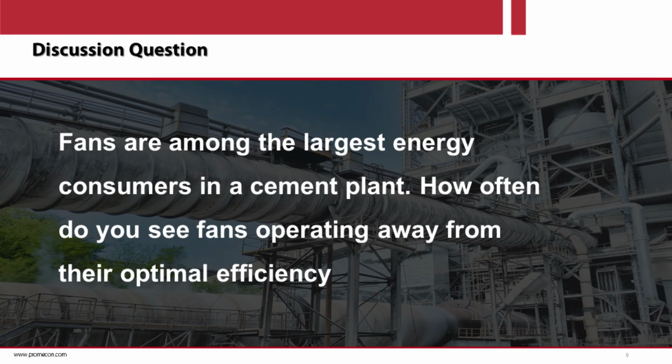The short answer, all the time. But we often see the large fans: the preheater ID fan, the vertical raw mill fan, the main baghouse fan, and the cooler vent fan. Those are the four that we'll always measure in an energy audit.